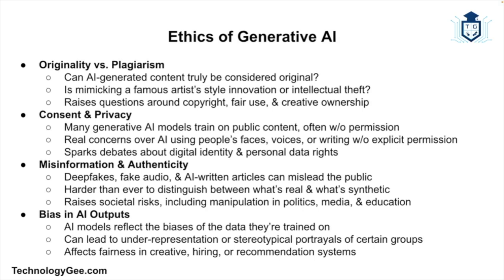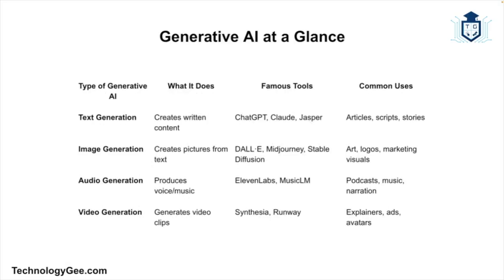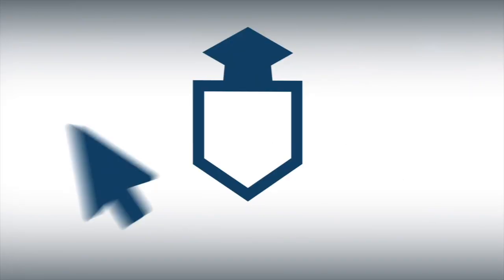There's misinformation. What happens when people can't tell if something is real or fake? And then there's bias. Generative AI can inherit bias from its training data. For example, it might underrepresent certain races, genres, or cultures. And these are huge questions and ones that we're going to need to face head on as this technology continues to evolve. And here on your screen is a summary of everything that we just talked about. So go ahead and take a screenshot and keep that if you need it.